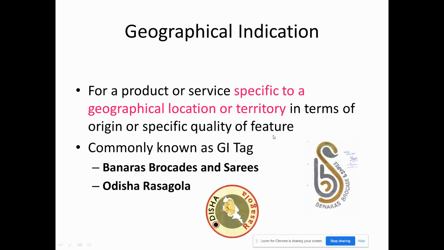So normally, people or society register for GI tags, and these products are marked with the GI tags when they are sold.